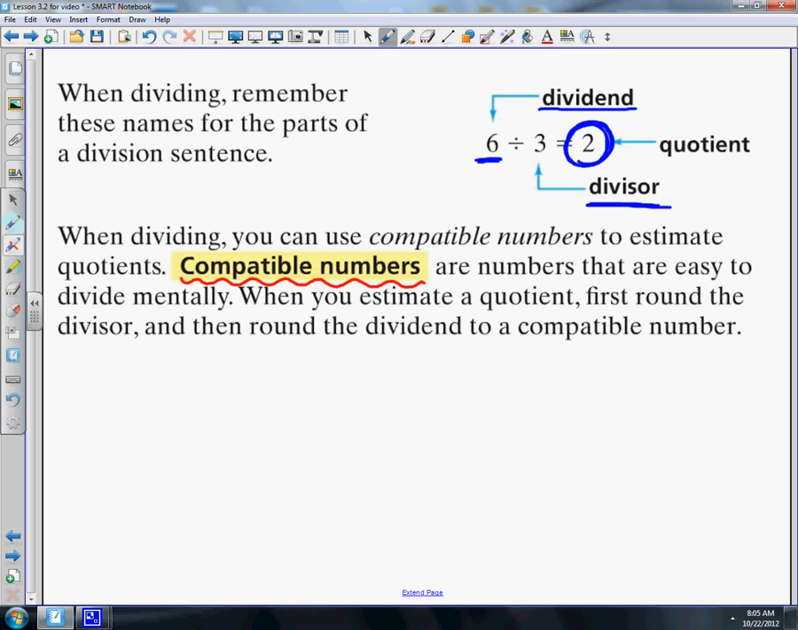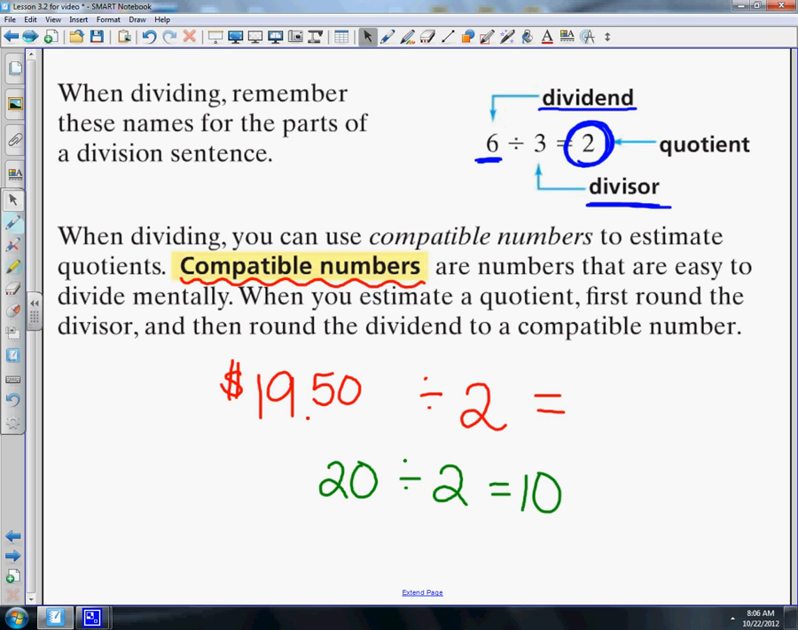So let's say you're at the store and you want to buy a sweater that costs $19.50. Okay, and you're going to divide it with your mom. So you're going to divide the cost in half because she's going to pay for half of it. So how much do you have to come up with? Well, if you say, okay, 19 divided by 2, that's not very easy, is it, in your head? You're going to have to get change out and everything. Or if you round it up to a compatible number, I could say 20 divided by 2. That's really easy, and that gives us a nice round answer of $10.